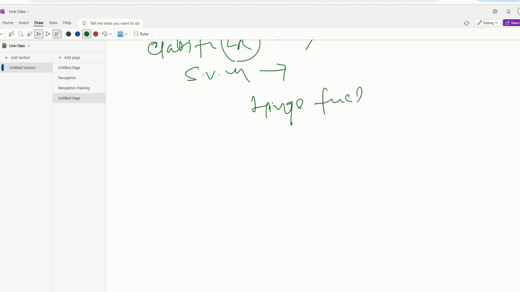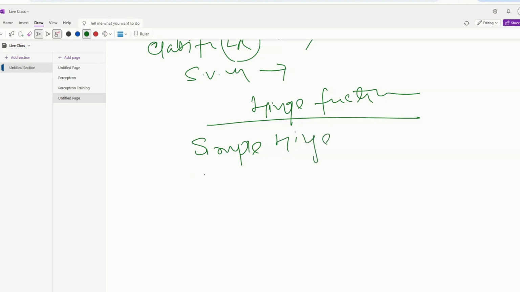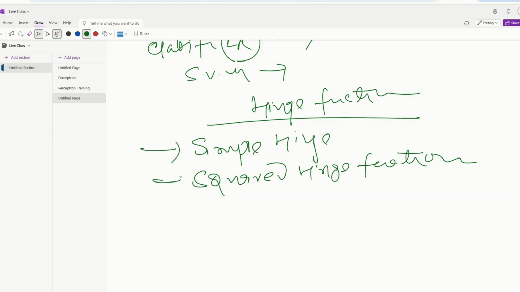The hinge function has a lot of variations. One is called the simple hinge function. Another is called the squared hinge function. I will talk about that in this class. Today my handwriting is very bad. So, the simple hinge function and the squared hinge function. I will talk about that.